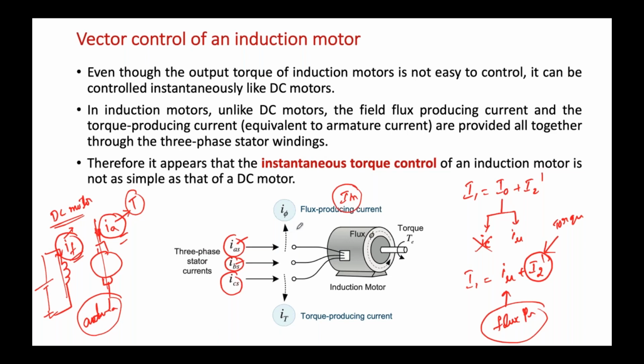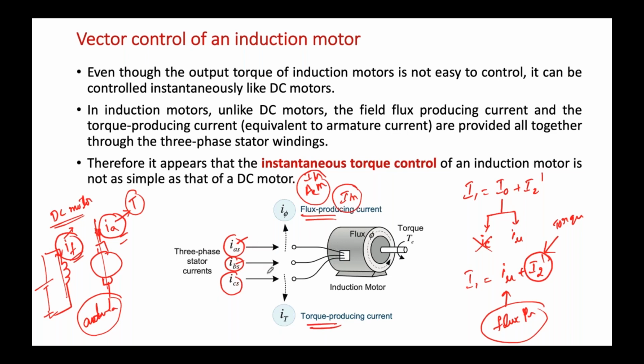But in case of an AC machine, particularly in case of an induction machine, there is no option. We don't have any separate path for the flux producing current as well as the torque producing current. Both currents are flowing through the stator winding only. This is the big challenge.